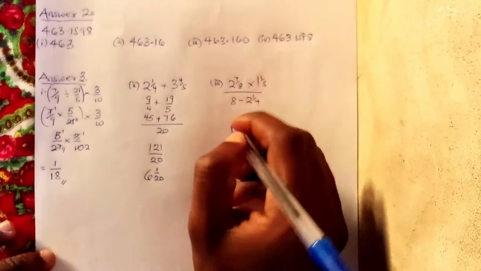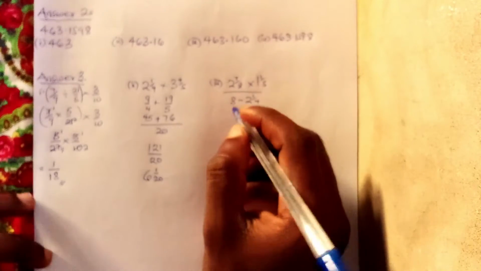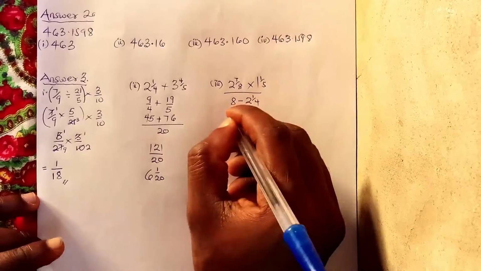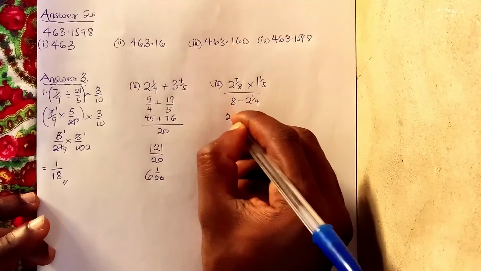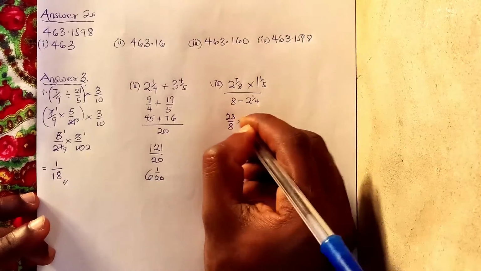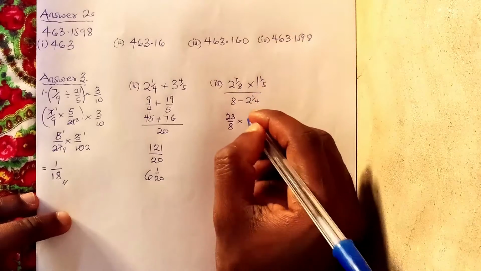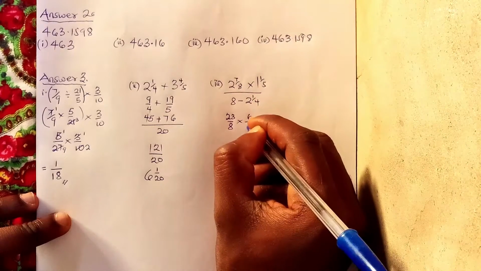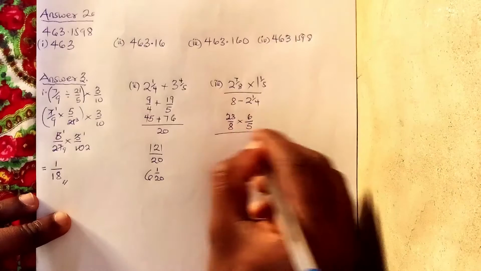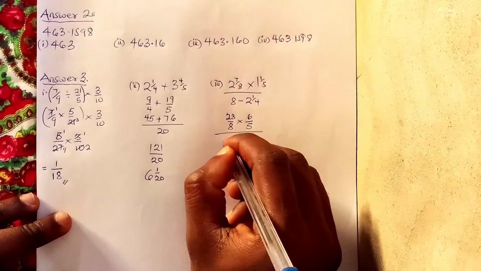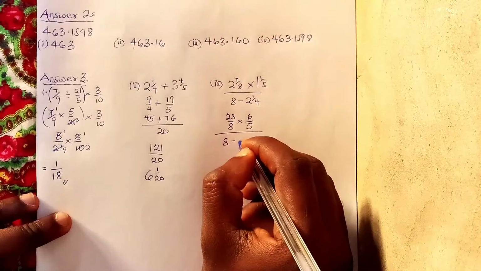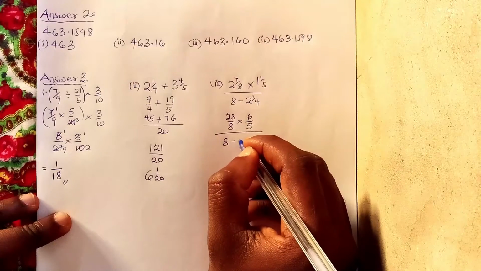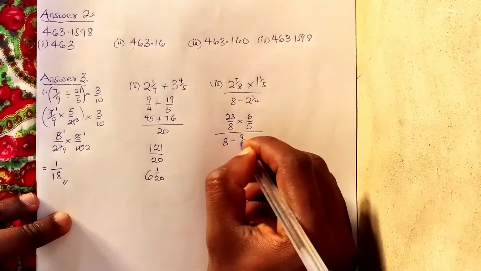Let's start from the top. We have 2 times 8 as 16 plus 7, 23. 23 on 8. Then 5 times 1 is 5, plus 1, so 6 on 5. We have 4 times 2 is 8, plus 1, we have 9 on 4.